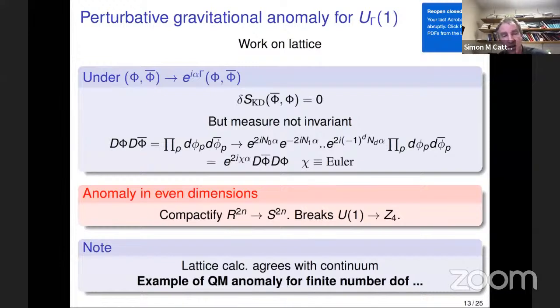I can take a triangulation with only 4 points in 2 dimensions, like the simplest triangulation of the sphere in 2 dimensions, and get the same answer. So it's only sensitive to the topology of the lattice, and doesn't require an infinite number of degrees of freedom. So the folklore, you always need an infinite number of degrees of freedom, is not necessary. This is a contradiction to that. This is an anomaly that you can compute exactly, even with a finite number of points in your lattice, or a finite number of degrees of freedom generally. So it's amusing from that perspective.